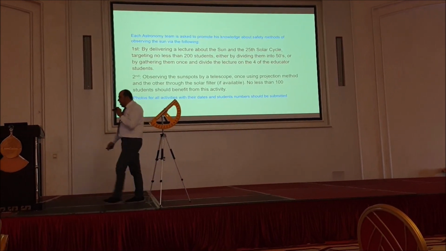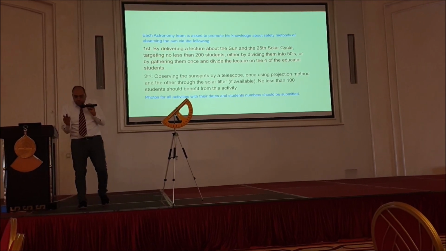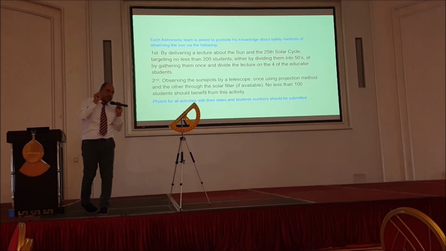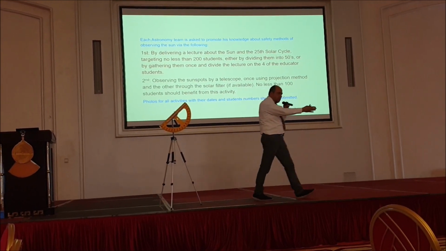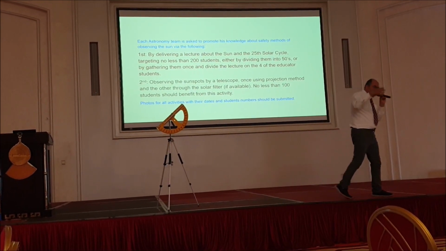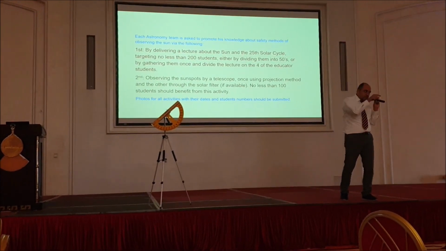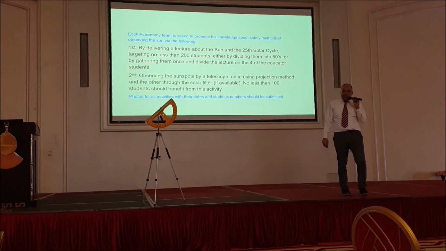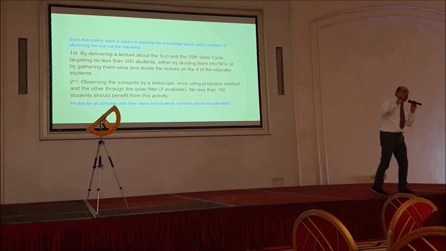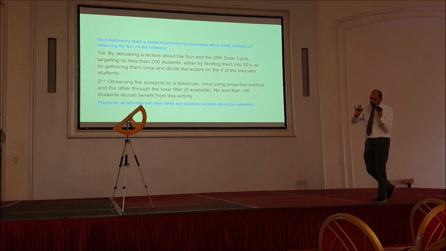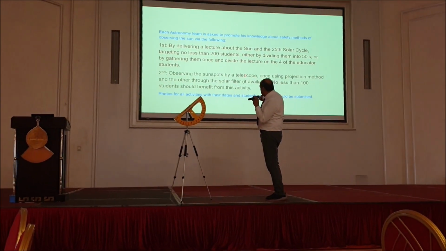Second one is to take your telescope, as I told you. No less than 100 students should see sunspots. Either by projection method, or if you have a telescope with a filter, they can see through the telescope, but the solar filter should be put on the telescope. Otherwise, it's impossible. Don't look at the sun. Don't allow anybody to look at the sun. Never allow them to look at the sun with their bare eyes. So this is the second task.